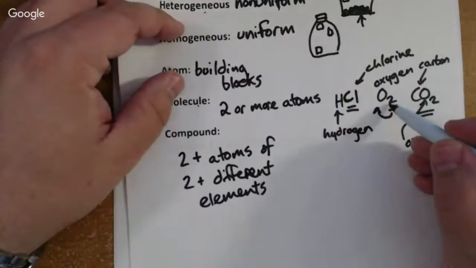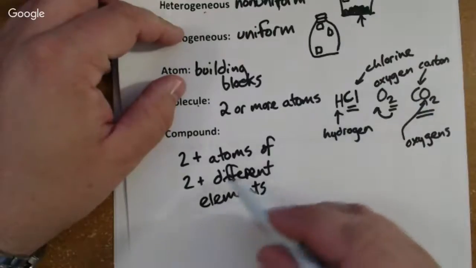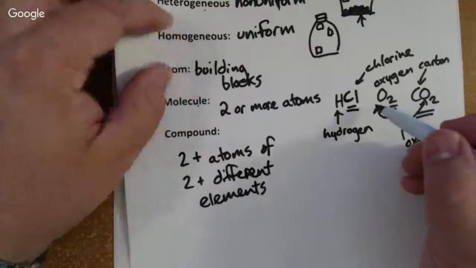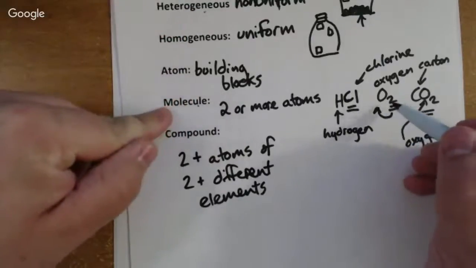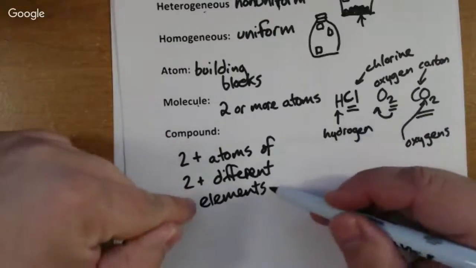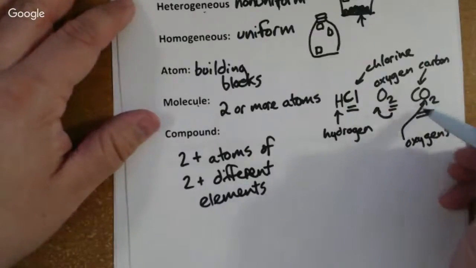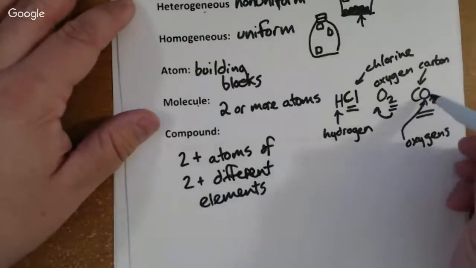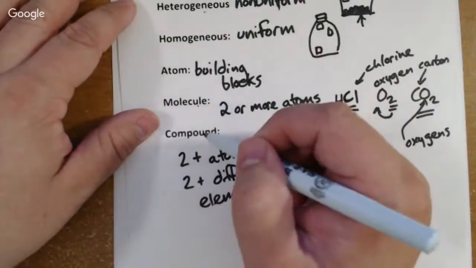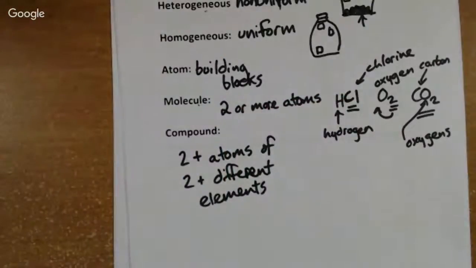O2, on the other hand, just has oxygen. That's only 1 element. It doesn't meet the requirement for compounds. It doesn't have 2 or more different elements. So O2 is a molecule because it has 2 or more atoms, but it's not a compound because it doesn't meet the requirement for different elements. So look at CO2, and I want you to decide, is CO2 an atom, a molecule, or a compound, or maybe a combination? What have we got with CO2?